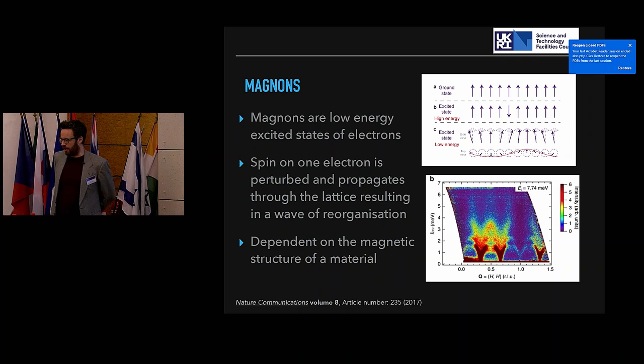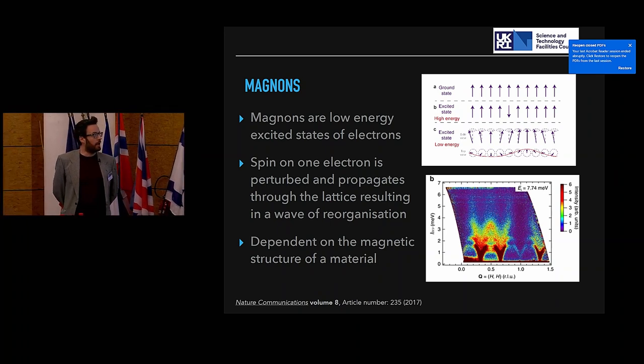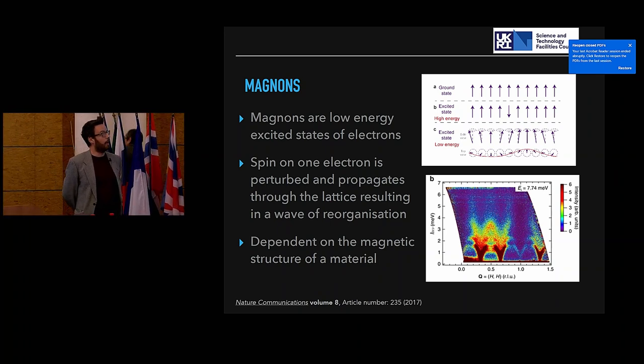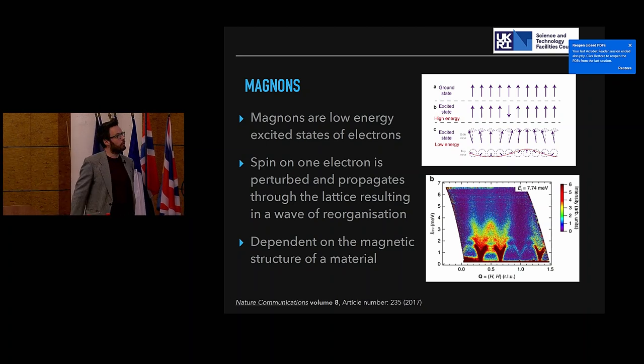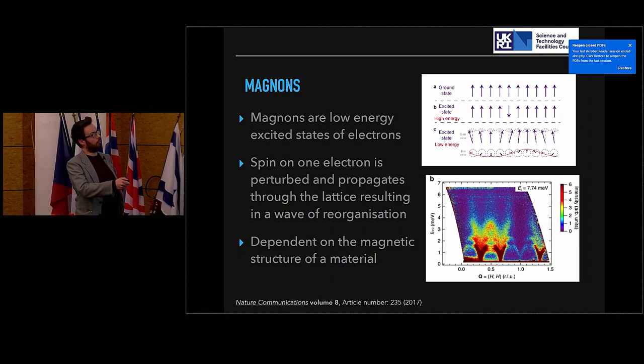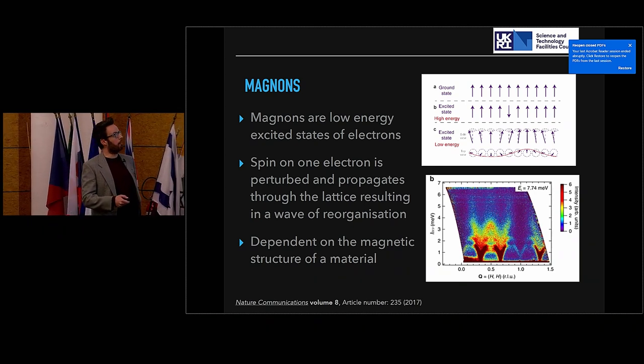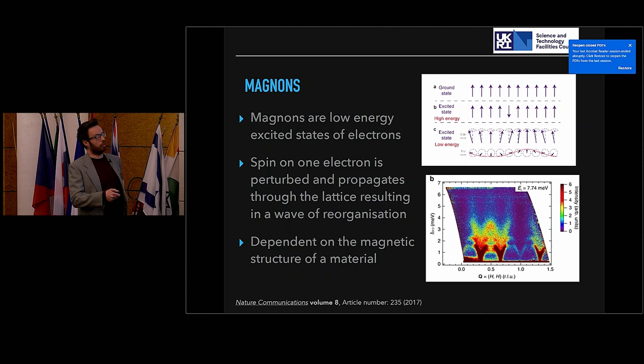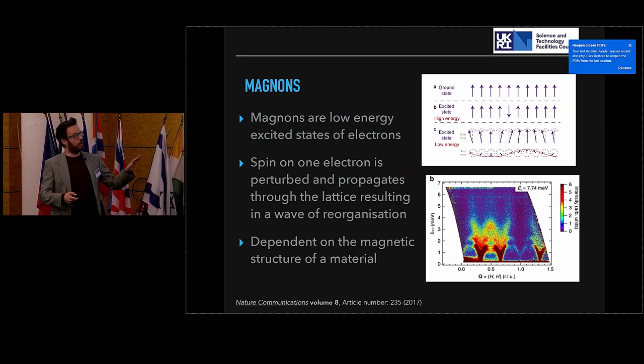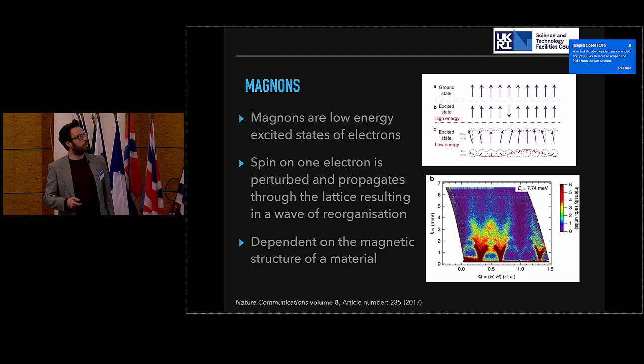So what exactly is a magnon? A magnon is a magnetic excitation. You might have some kind of ferromagnetic ground state where all your spins are aligned, and for a high energy excitation, you could get a complete flipping of one of the spins. But a magnon is actually a relatively low energy excitation.